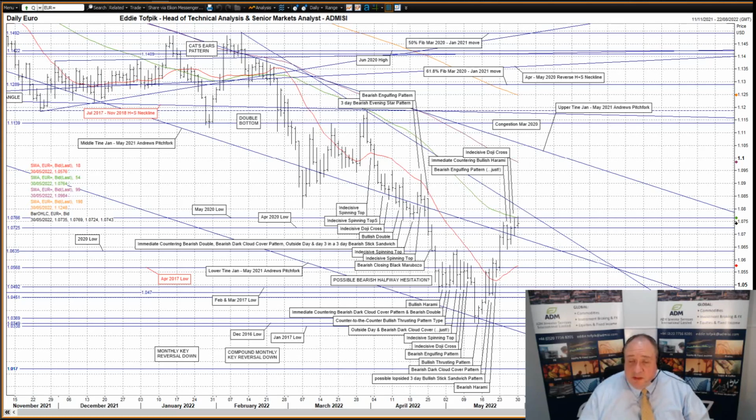I'll start with the euro against the dollar. An indecisive spinning top on Friday, as the recent rise in the euro has seen the market get caught between the declining middle time, currently 106.90, of the well-highlighted January to May 2021 bearish Andrews pitchfork, and the overhead next piece of resistance, the combination of the May 2020 low at 107.66 and the declining short medium moving average, currently at 107.64.